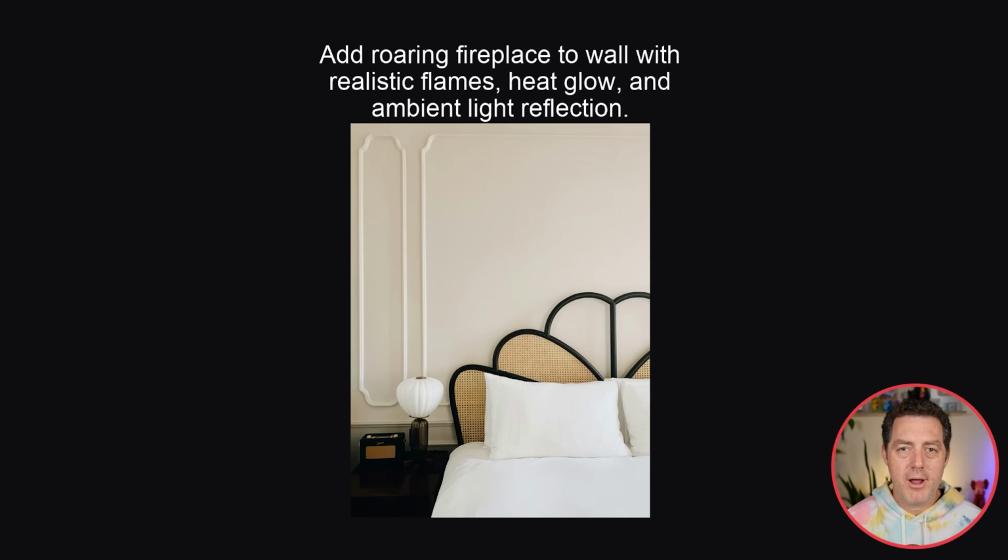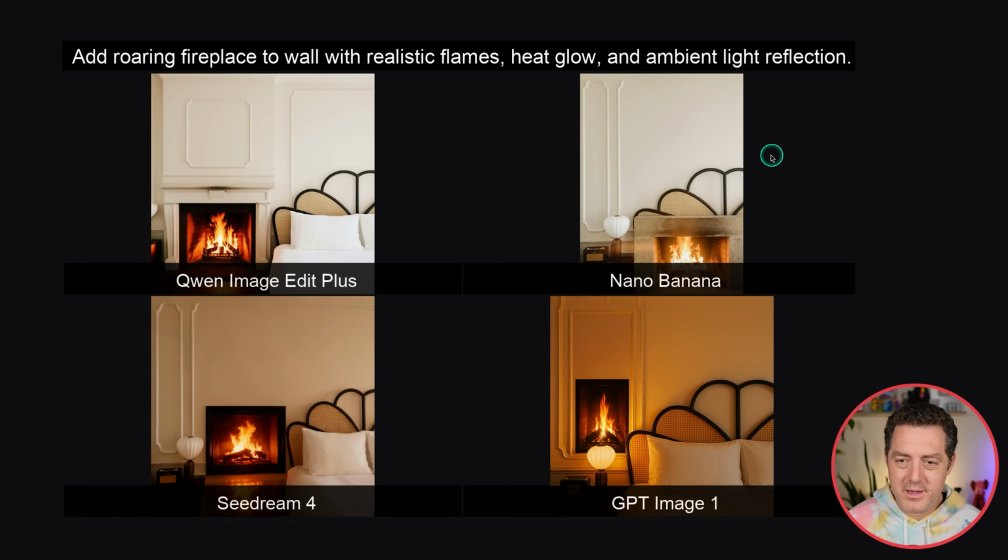Really nice. All right, let's say you have an image and you want to add other objects to it. Let me show you how that's done, and let me show you which model does the best. So add roaring fireplace to wall with realistic flames, heat glow, and ambient light reflection. And here we go. It looks like this one is about to burn down, and also it removed the bed, so that's a fail. This one looks okay. GPT Image 1, the fireplace does not look realistic. I think most of all, Qwen Image Edit Plus looks most realistic. However, they really got to fix that fireplace because it's burning the wall above it.